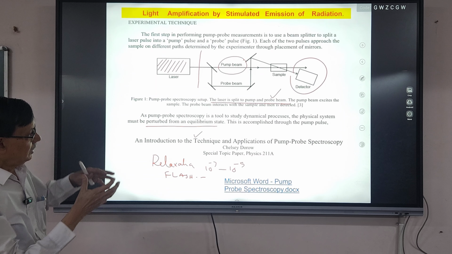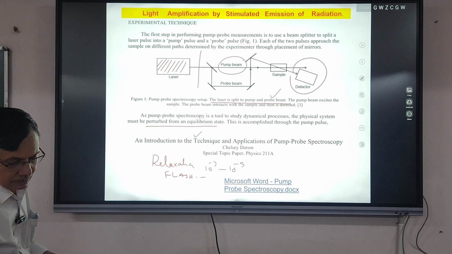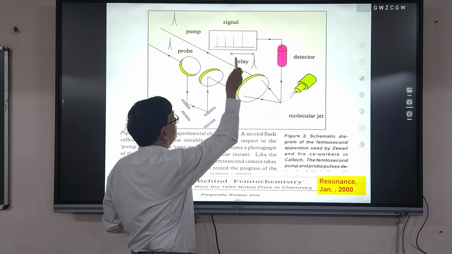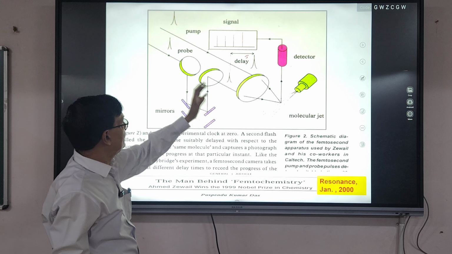Now I am showing one diagram of Professor P.K. Das, researcher from the resonance. Now you can understand the simple thing. Again you see that there are different types of mirror and there are beam splitter, but you see the difference between the time delay between this probe and pump. This tau value you can write like that. Then molecular jet and other things.